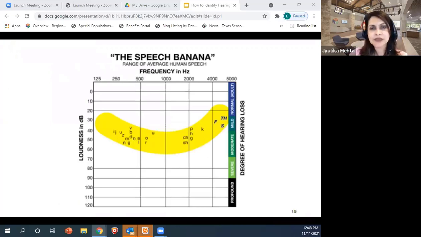And this is what the speech banana is. It looks like a banana. We call it a speech banana because the range of average human speech is within this threshold. And all the sounds that we produce, the S sound, the F and the TH, they are high frequency sounds. And then of course we have the V's and the buzz and the J's, and those are some of the lower frequency sounds. And that is the range of sound we perceive.